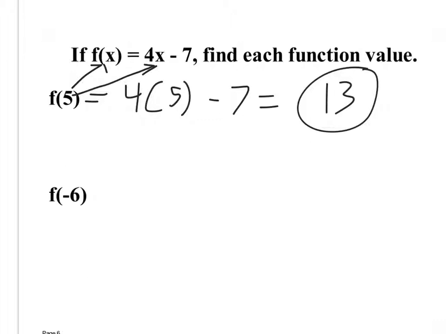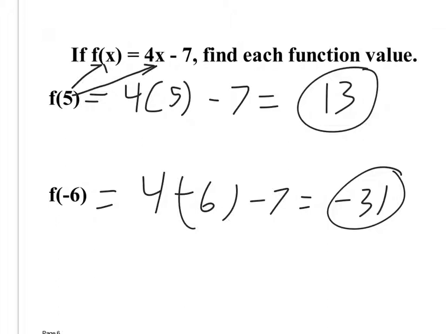So f of -6, I just replace x with -6. So 4 times -6 minus 7. 4 times -6 is -24. -24 minus 7 is -31. So there's my answer there.